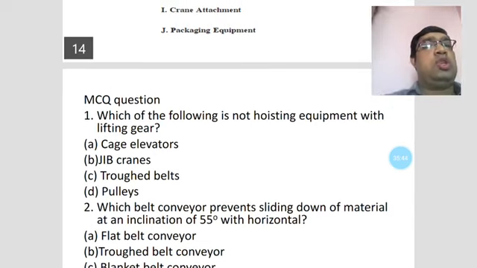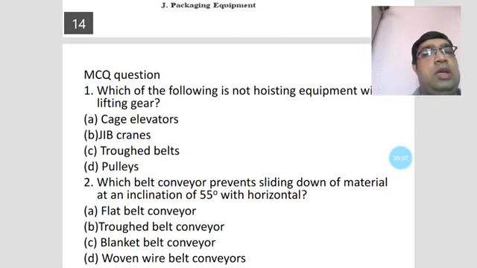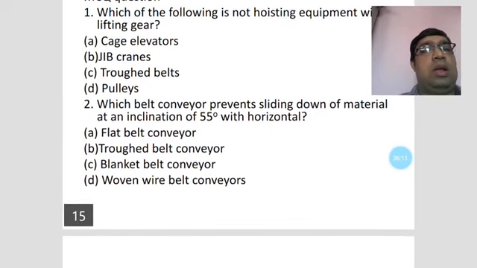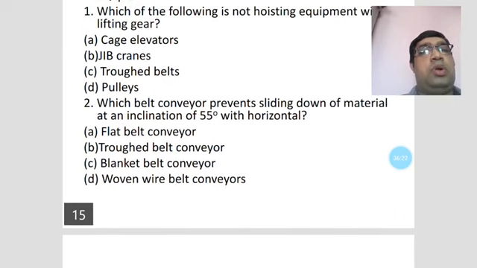This one: which of the following is not hoisting equipment with lifting gears? The options are: elevator, jeeps, crane, and throat belt, pulley, etc. You also have to consider the lifting gears. Basically the answer is the throat belt. Next: which belt conveyor prevents sliding down of materials at inclinations of 55 degrees with the horizontal? The options are: blanket flat belt conveyor, throat belt conveyor, blanket belt conveyor, and woven wire belt conveyor. The answer is the throat belt conveyor.